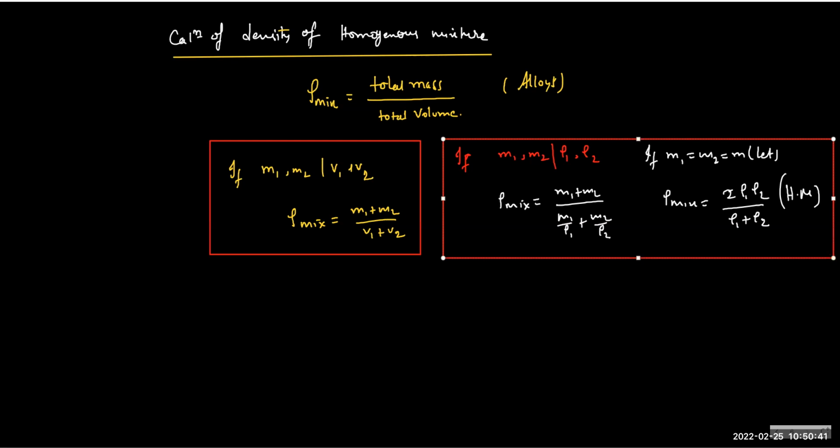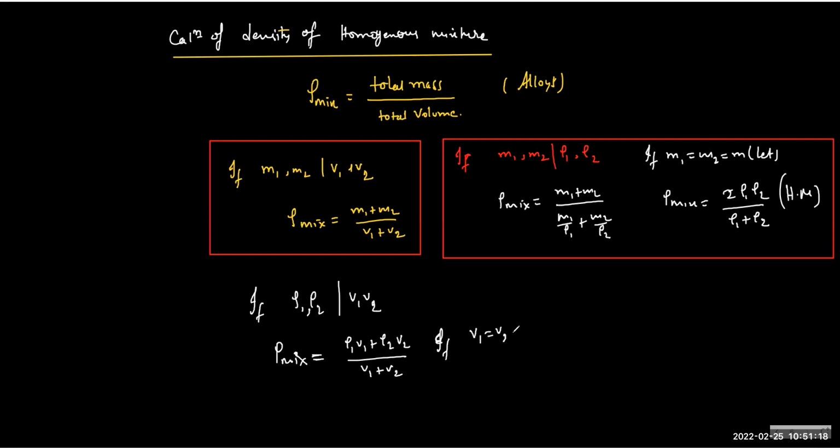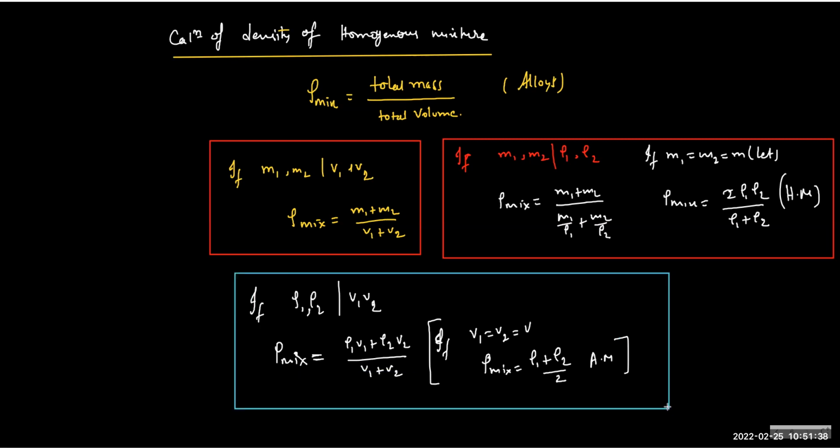The case 3 will be if density and volume are given, then what is the rho mix? rho 1 v1 plus rho 2 v2 upon v1 plus v2. Correct. So if you mix two quantities in equal volume, so if I take 1 liter of iron and 1 liter of copper in a molten state, if v1 equals v2 equals, let's say, v, then the rho mix will become how much? Which is exactly the arithmetic mean of the two densities, correct? Yes.